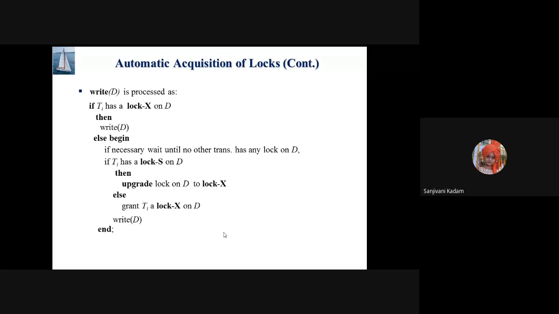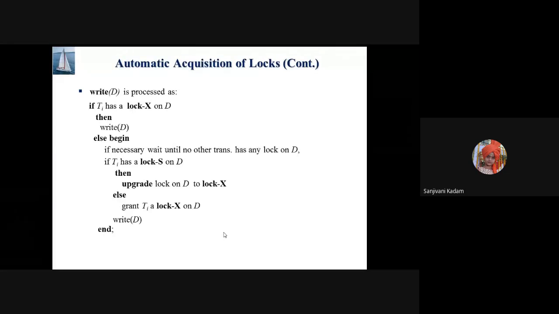The second possibility is over. The third possibility is that transaction TI does not have any lock on D. In that case, it will check whether the concurrency control manager can grant the exclusive lock request. Again, there can be two possibilities: another transaction is holding a shared lock, or another transaction is holding an exclusive lock. Wait until the data item gets free, then acquire an exclusive lock on the data item and proceed with the write D operation.